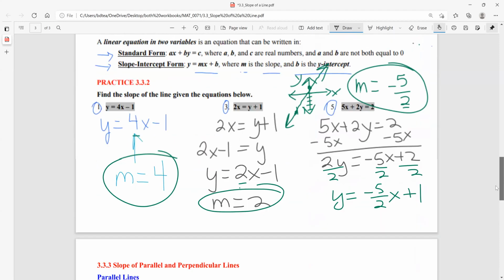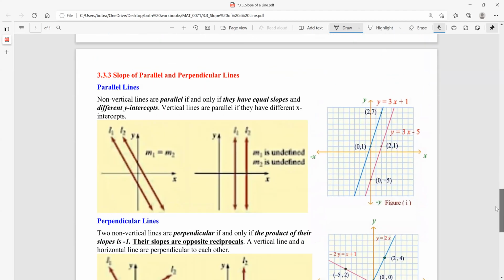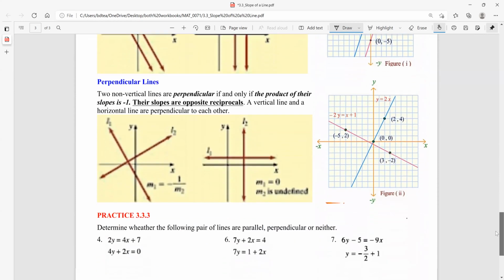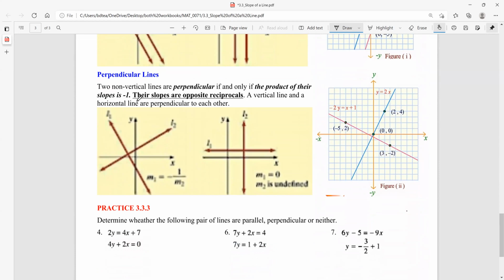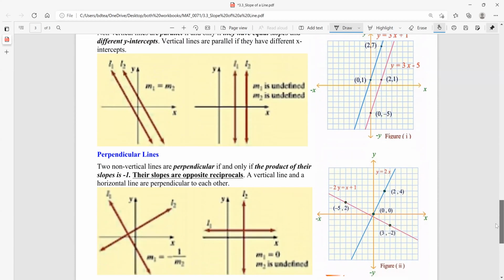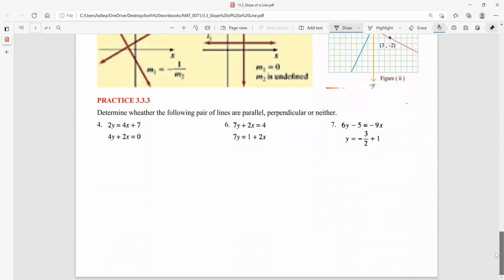So this is kind of what I talked about in the beginning, that parallel lines have the same slope, and perpendicular lines, when you multiply the slopes together, you get -1, or they're the negative reciprocal of each other. So you can take another look at that, pause if you like. And again, these are from the workbook, so you can just follow along with the examples here.